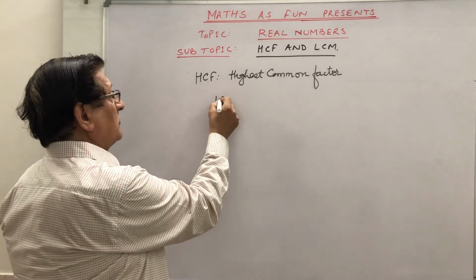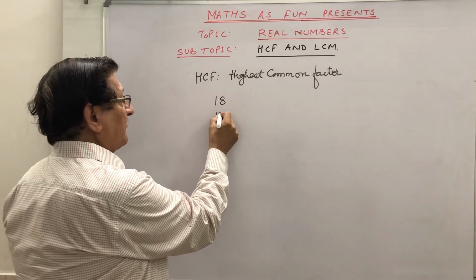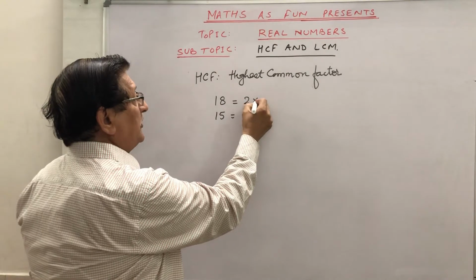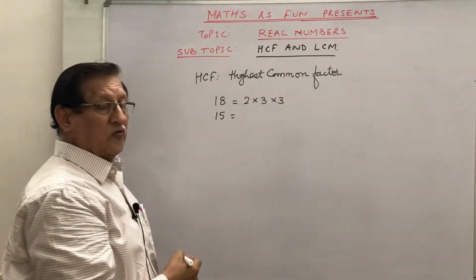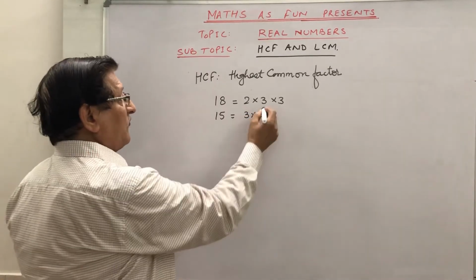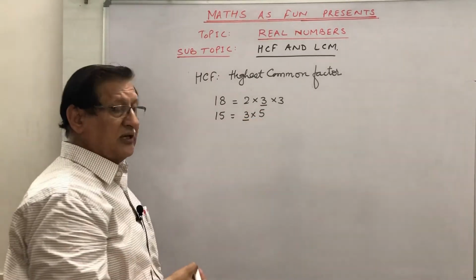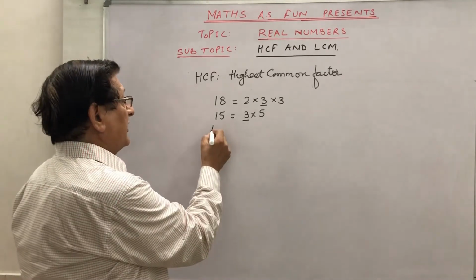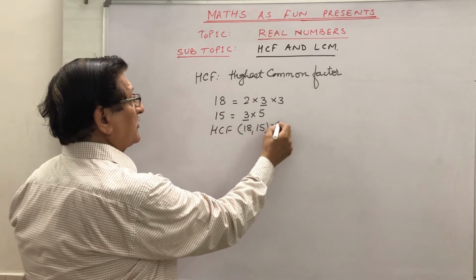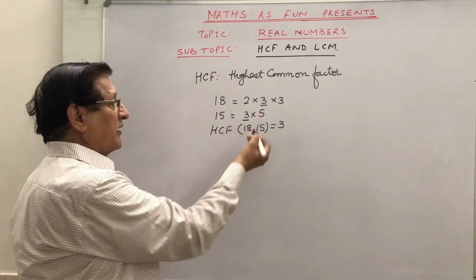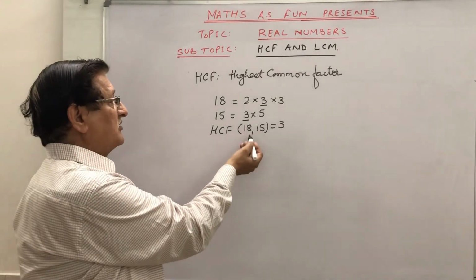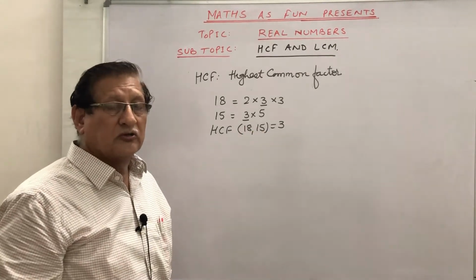Like suppose I take two numbers, 18 and 15. 18, the factors are 2 into 3 into 3. 15, factors are 3 into 5. What we are finding, 3 is the common factor in them. And then we can say the HCF of 18 and 15 is 3. So we can write it like this, HCF in bracket we can write 18, 15 equal to 3. So that it's very clear, yes, we are finding the HCF of 18 and 15 which is equal to 3.